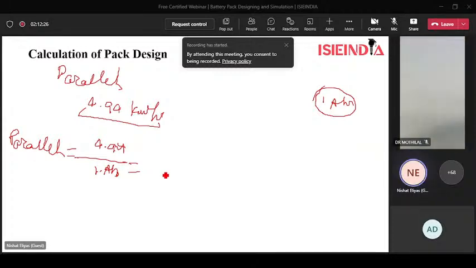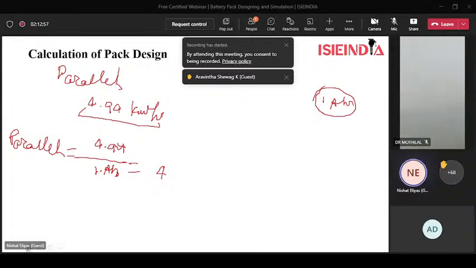So it turns out that 4 strings, not 4 cells, need to be connected in parallel. Apart from that, there is one more thing: how to connect. On the basis of requirement, we get to know how we can connect the cells in parallel as well as the cells in series.